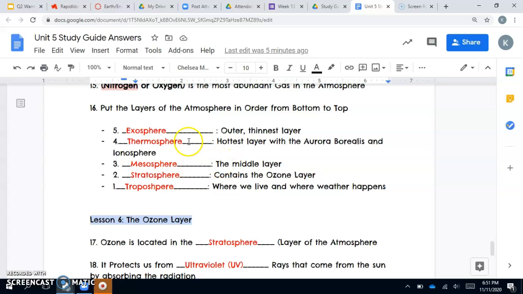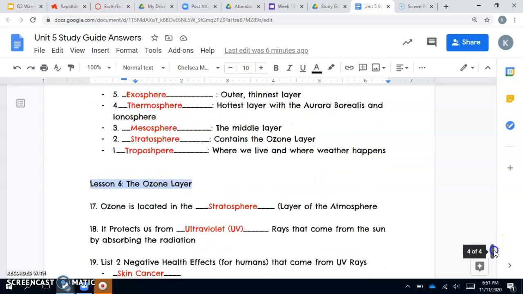It's the middle layer. The thermosphere, so think of like having a thermos of hot coffee or like hot soup. The thermosphere is the hottest layer, and this is also where the auroras take place because it's where the ionosphere is. And then 5 is the exosphere. Exo means outer, so this is the outer thinnest layer as we are transitioning from Earth's atmosphere into outer space.